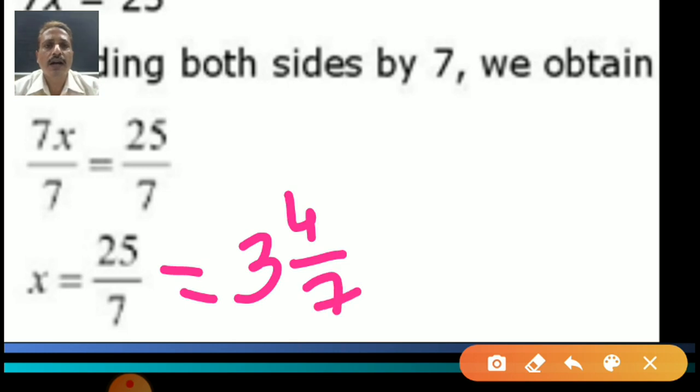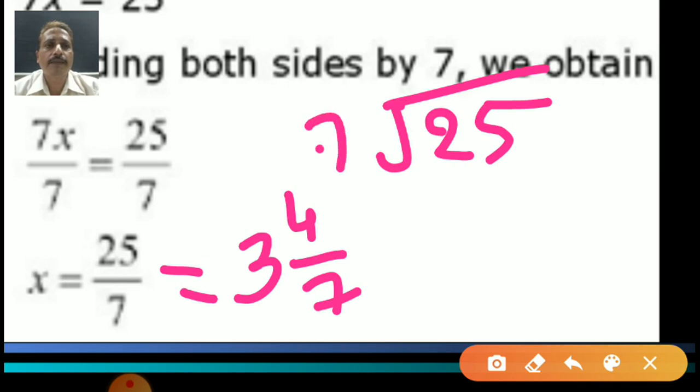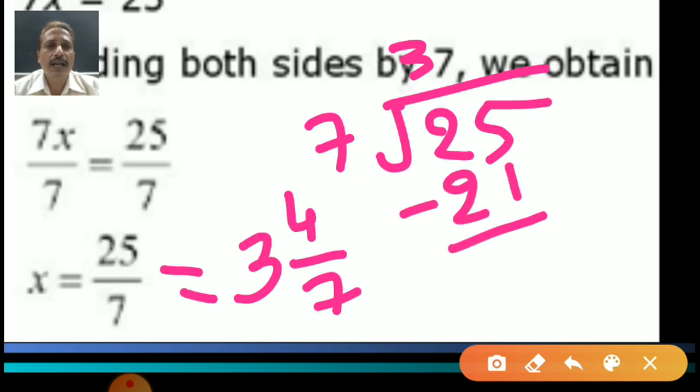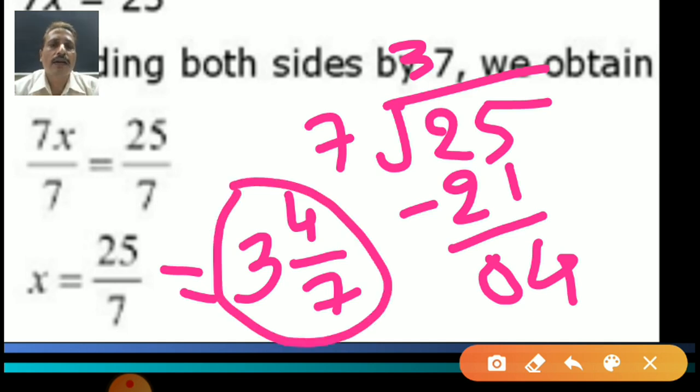This is a mixed number. How did they do it? They did it this way. 25 divided by 7. 7 ones are 7, 7 twos are 14, 7 threes are 21. Yes, my dear student, 21 comes here. That will be subtracted. 5 minus 1 gives 4 and 2 minus 2 gives me 0. So 3 is the integer. The remainder will become the numerator, that's 4, and we know the denominator remains as it is, that means 7. This is also a correct answer.